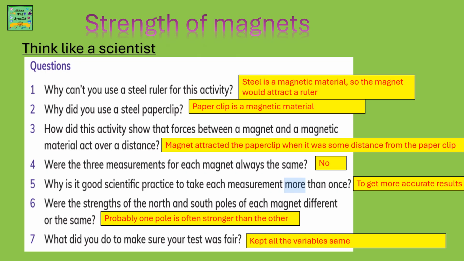Were the strength of the north and south poles of each magnet different or the same? Probably one pole is often stronger than the other pole. What did he do to make sure the test was fair? We kept all the variables the same.